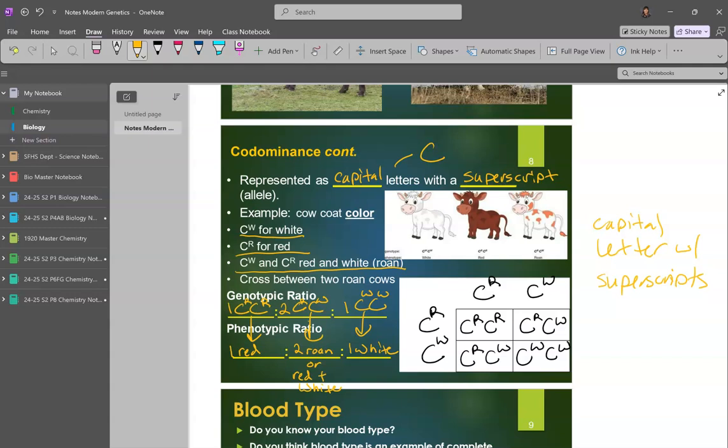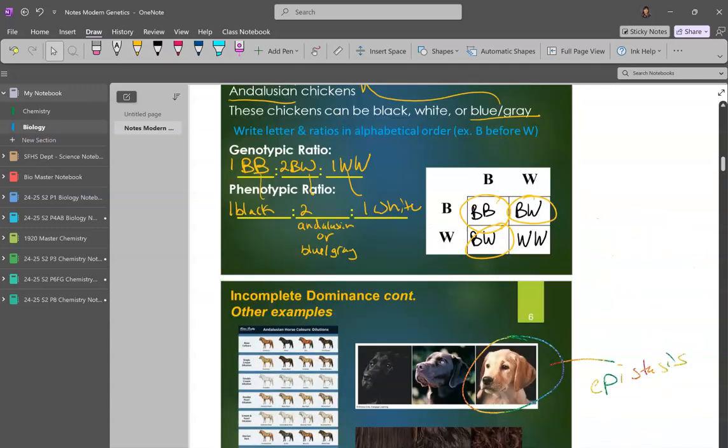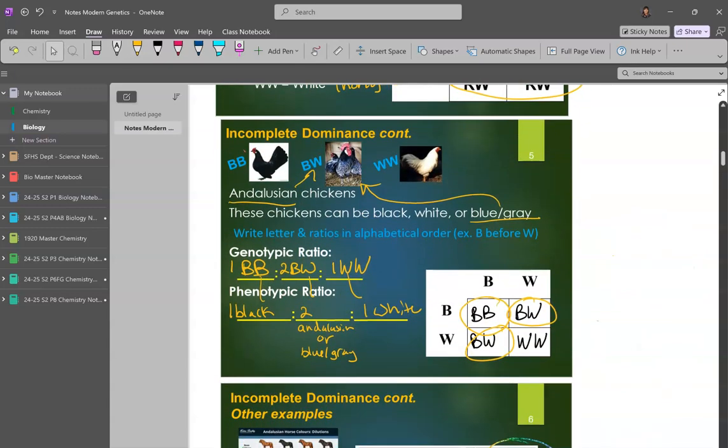Okay, so for codominance, you can have, for example, red, white, or red and white, which we call roan. And you're going to use a capital letter with a superscript when expressing that. And that's for codominance. For incomplete dominance, an example would be black, white, or a mix of black and white, which is like a gray color. And for that, we're going to use two different capital letters to represent that.